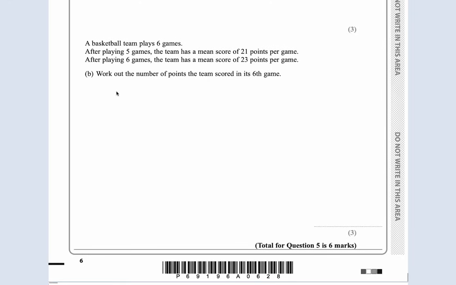Okay, so if their mean is 21, let's do after 5 games. That means they scored on average 21 points. So their total is 5 times 21, which is 105. Because on average they scored 21 points. They played 5 games, so their total score over the 5 games is 105. Then it says after playing 6 games, the mean score is 23.